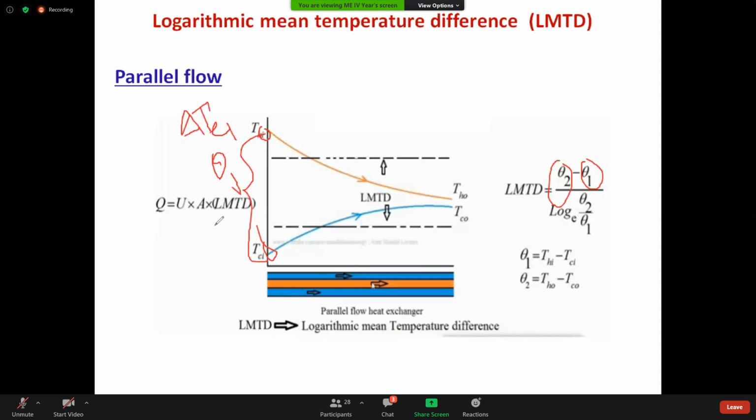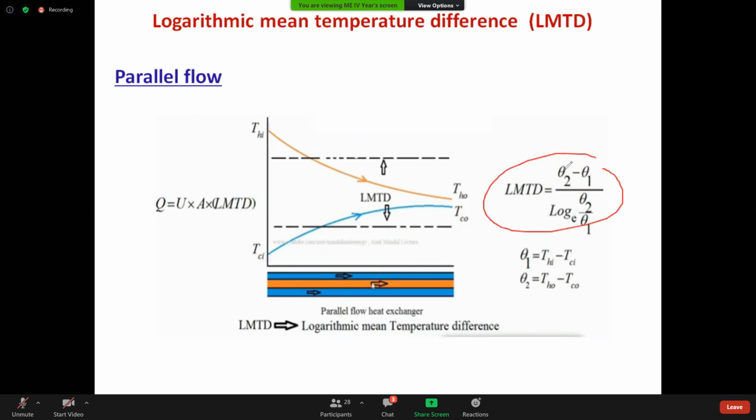Don't worry. Theta 2 is nothing but the temperature difference. Th naught minus Tc naught is theta 2, and Thi minus Tci is theta 1. Right? So this is very important. The LMTD equation is the same: substitute theta 2 in this place and theta 1 in this place.